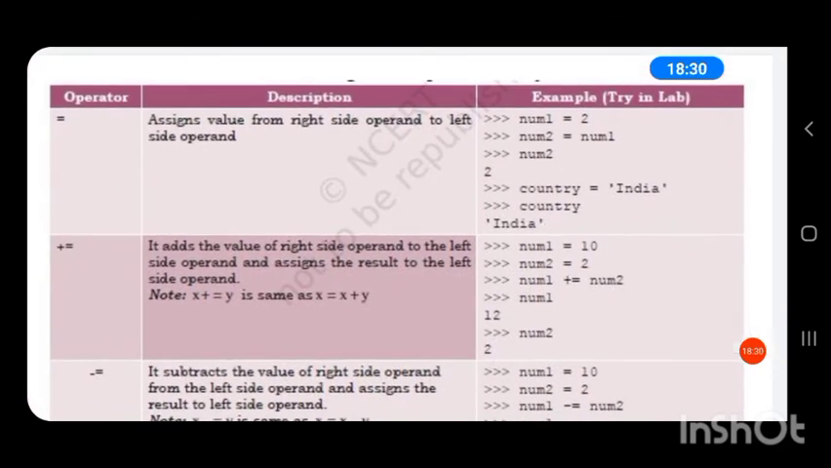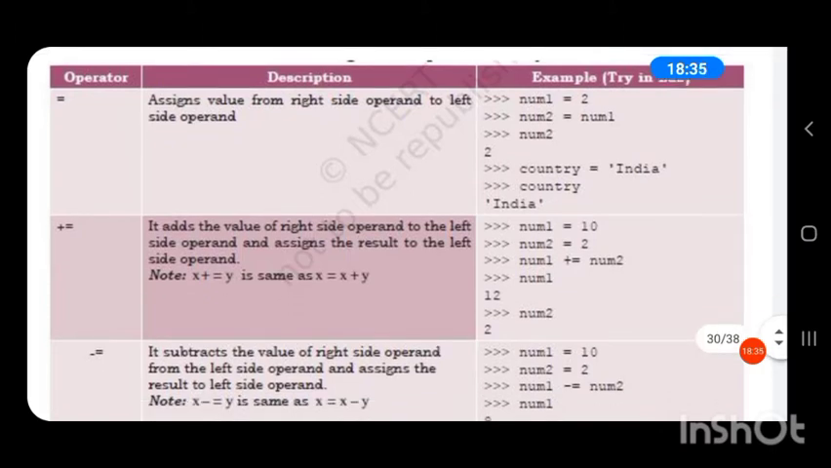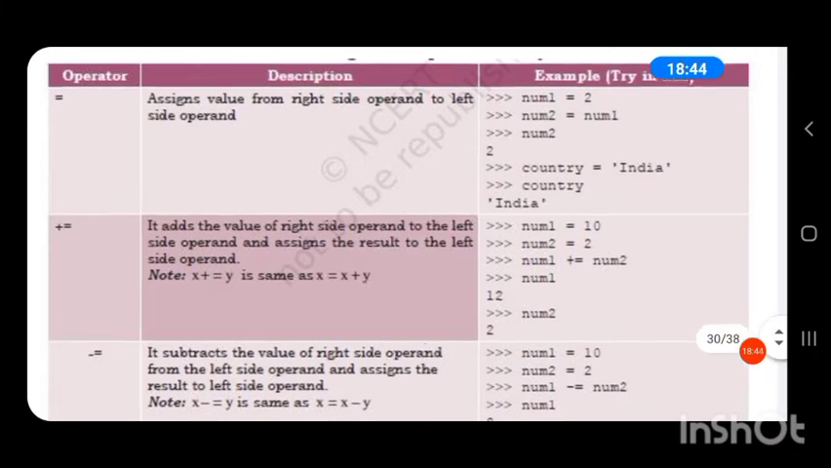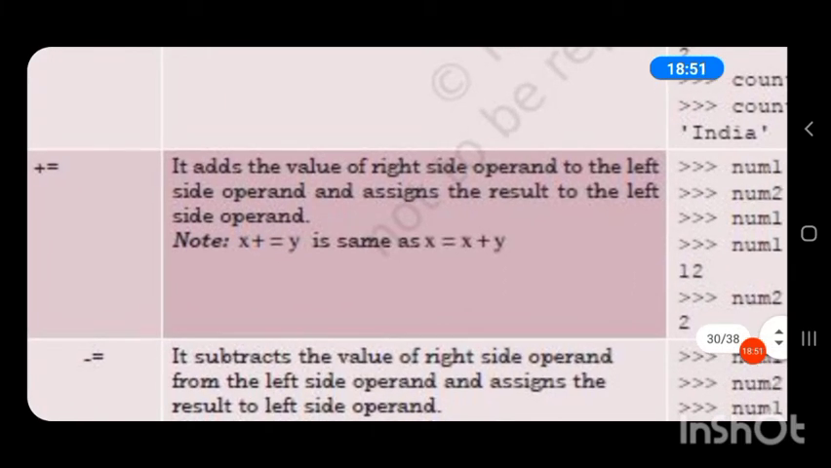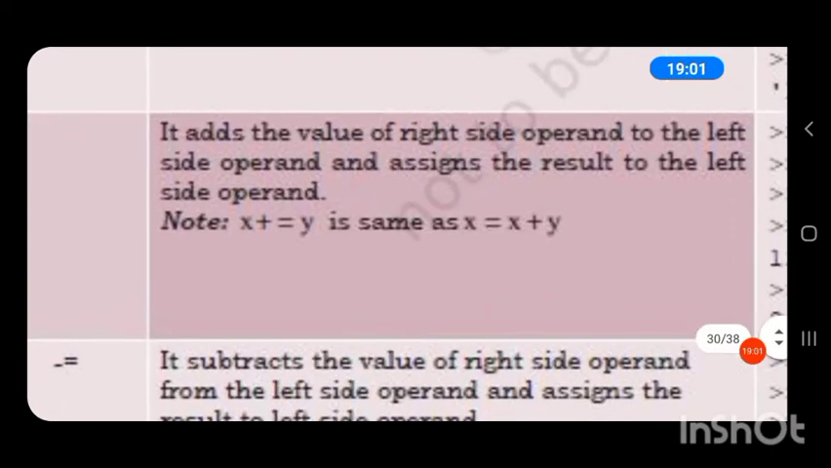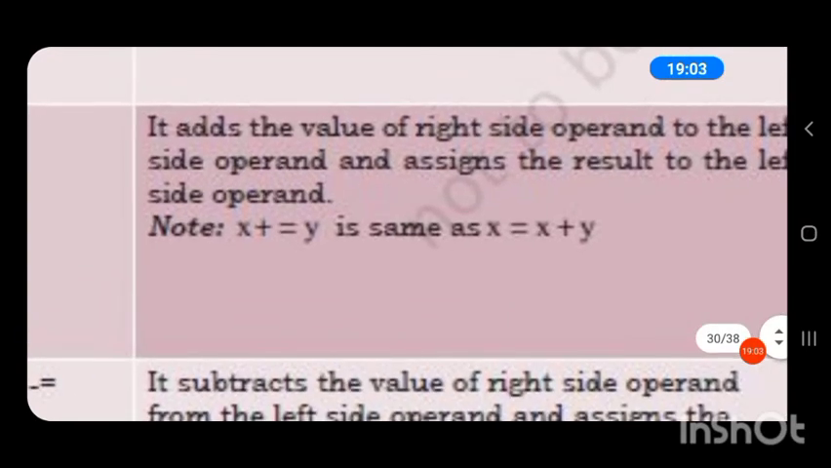Next is plus equal to. It adds the value of the right side operand to the left side operand and assigns the result to the left side operand. So how it works is, x plus equal to y is the same as x equal to x plus y. It is written in short form as x plus equal to y. In Python programming, we write it like this.